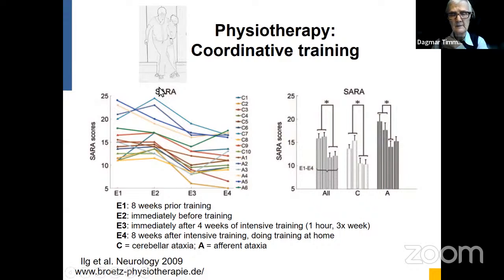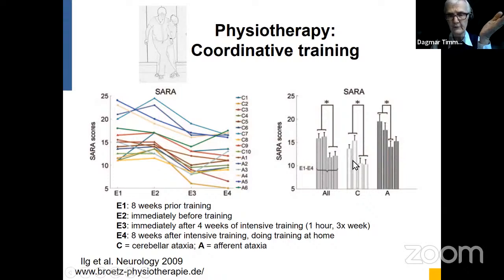The SARA score is a clinical score of ataxia severity, and these are 4 time points: 8 weeks before training, just before training. Then the patients received 4 weeks of intensive physical therapy. This is after training, and this is 8 weeks after the end of the training. And the SARA score, when it goes down, the clinical ataxia signs go down.